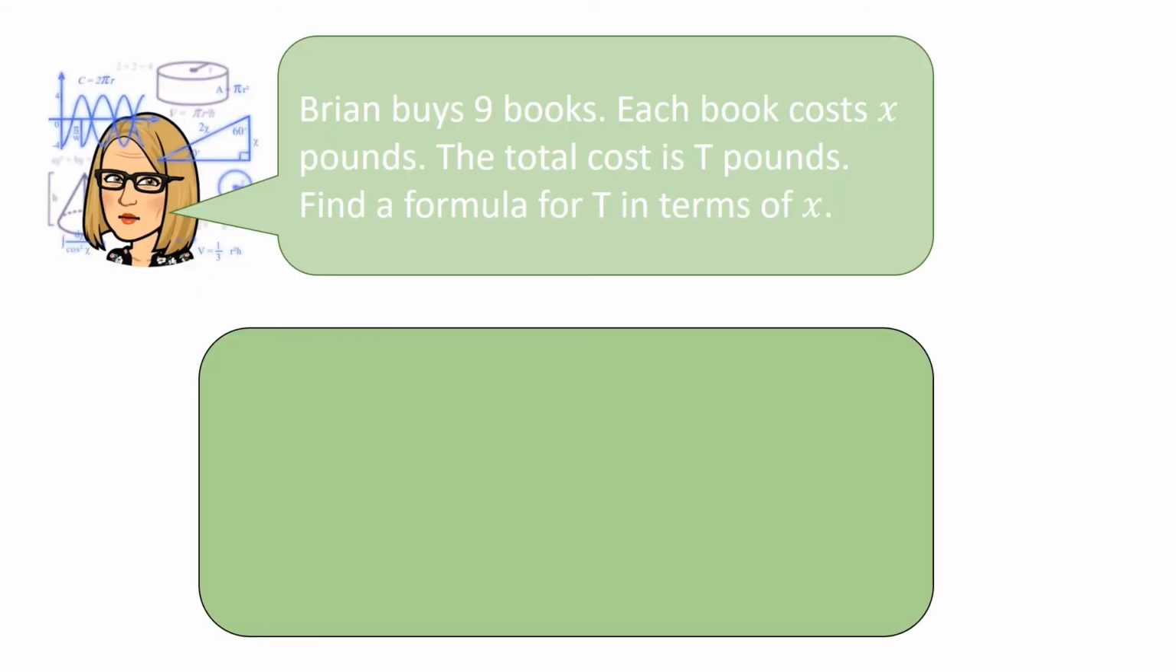So Brian buys 9 books. Each book costs X number of pounds and the total cost is T. Find a formula for T in terms of X. Okay, so here I've got a formula and my answer, the total cost is T. So what I'm doing, T equals. Now the total cost, so if he's got 9 books and each book was X number of pounds, I would work out the total cost by multiplying the number of books he bought, 9, by X, however much each book cost. T equals 9X.